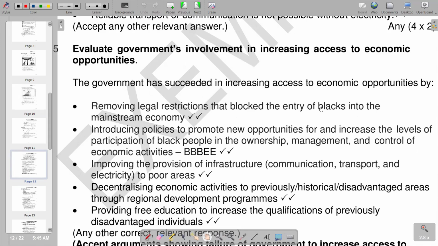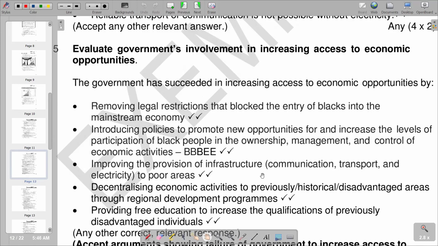So, giving a way in for the marginalized groups that we have in the country is one of the ways. Then, the second point is introducing policies to promote new opportunities for and increase the levels of participation of black people in the ownership, management, and control of economic activities. We're talking about the triple BEE, and then improving the provision of infrastructure, that is communication, transport, and electricity to poor areas. And the next point is decentralizing economic activities for previously historically disadvantaged areas through regional developmental programs.